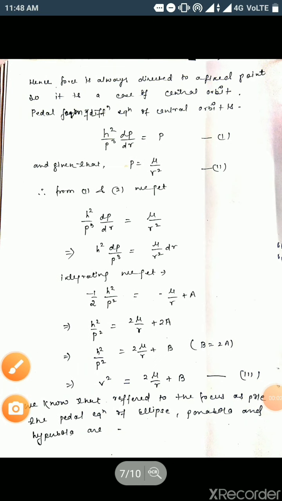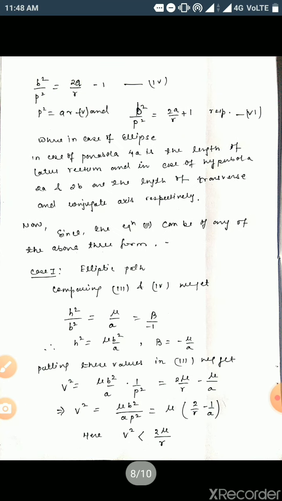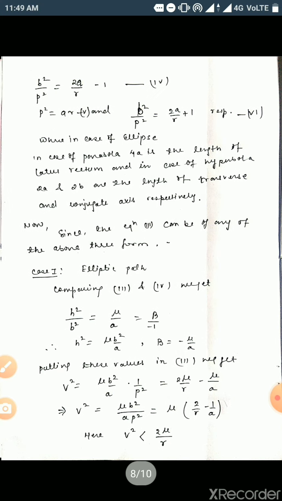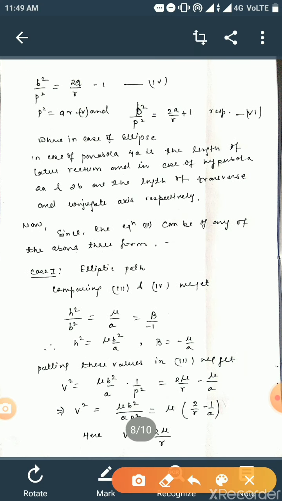Now we know that, referring to the focus as pole, the pedal equations of the ellipse, parabola and hyperbola are b square by p square equals 2a by r minus 1, p square equals ar, and b square by p square equals 2a by r plus 1 respectively. We number these equations 4, 5 and 6. In case of the parabola, 4a is the length of the latus rectum, and in case of the hyperbola, 2a and 2b are the lengths of the transverse and conjugate axes, while in the case of the ellipse, 2a and 2b are the lengths of the major and minor axes respectively.